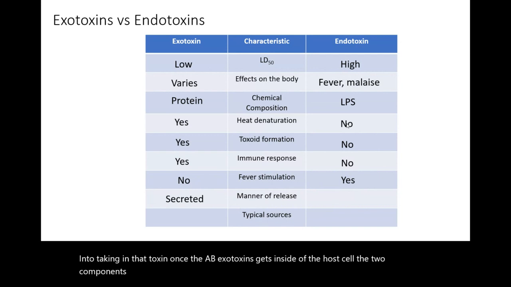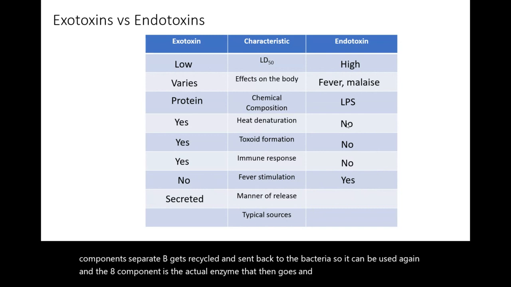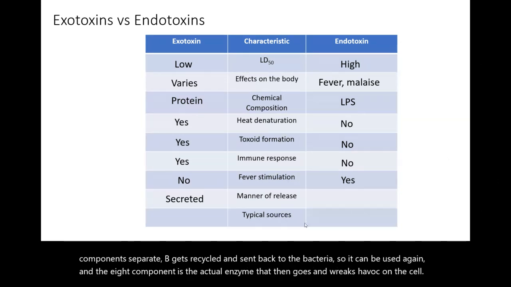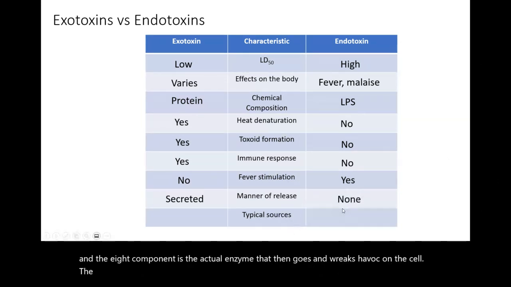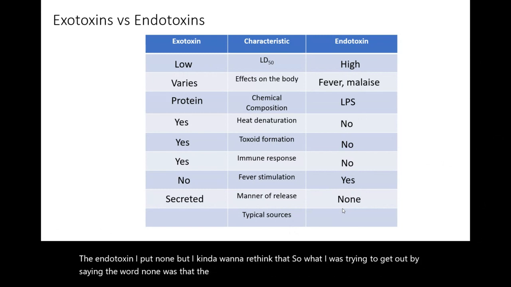B gets recycled and sent back to the bacteria so it can be used again, and the A component is the actual enzyme that then goes and wreaks havoc on the cell. The endotoxin, I put none, but I kind of want to rethink that. What I was trying to get at by saying the word none was that the endotoxin remains a part of the intact bacterial cell.